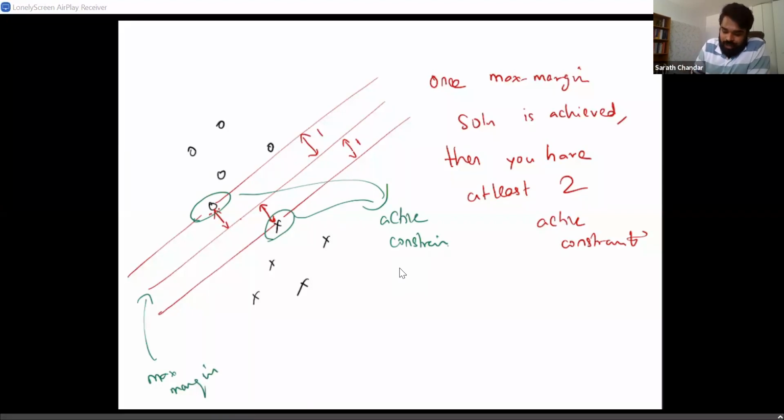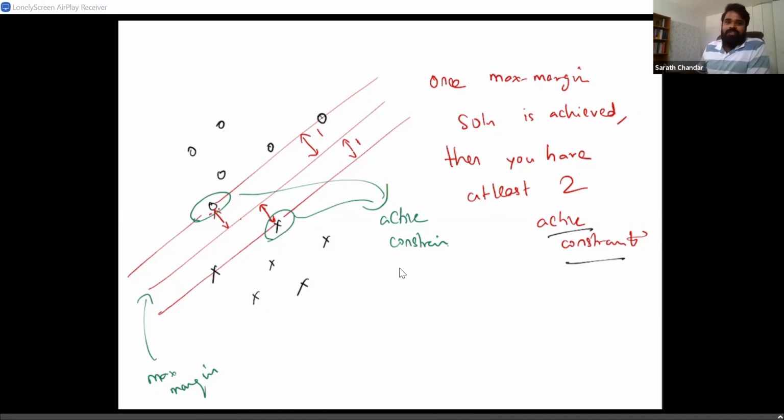For example, there could be another circle here, there could be another cross here, so there could be more than one example in the margin for both classes. That is possible, but you need at least 2 active constraints. Is that wrong in the notes? No, it says at least 2. That's correct. Rest of them are inactive.